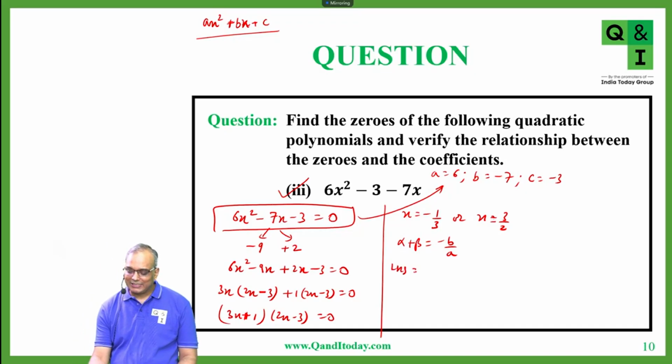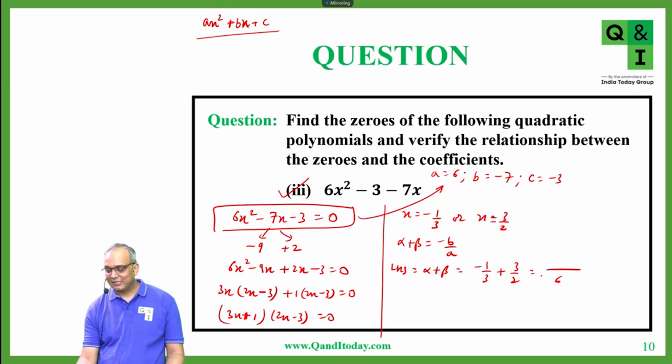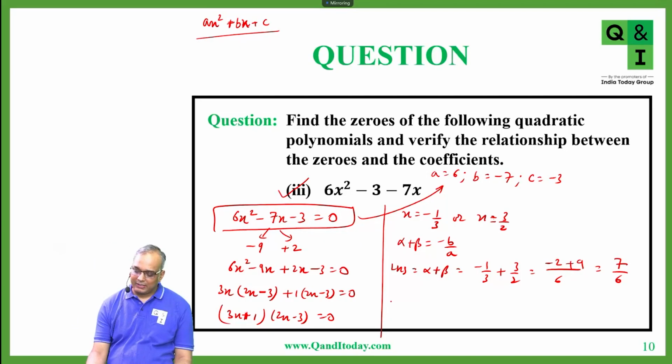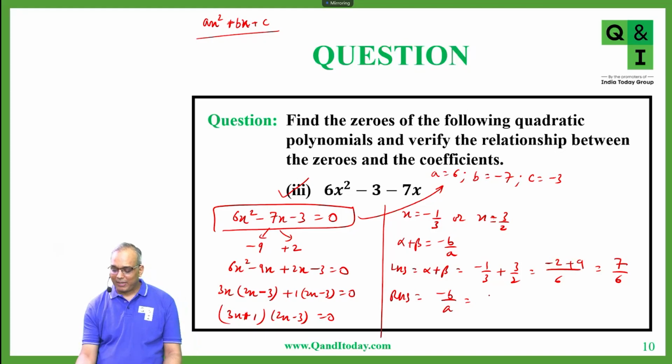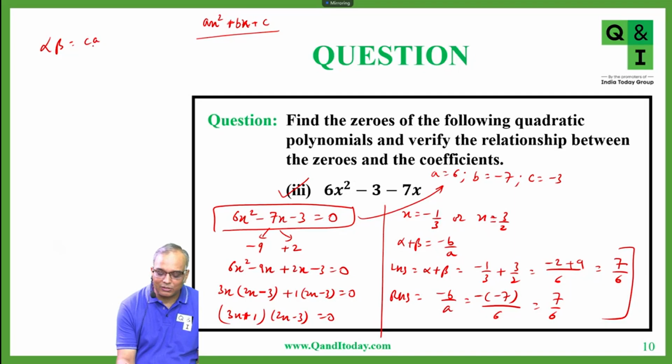So the LHS alpha plus beta is going to be equal to, what are the two zeros? Minus 1 by 3 and 3 by 2. So minus 1 by 3 plus 3 by 2. LCM is 6. So this is minus 2 plus 9. So this is 7 over 6. Okay. Next, your RHS is minus B by A. So minus of B means negative of negative 7 and A is 6, which is again 7 by 6. So this is verified.